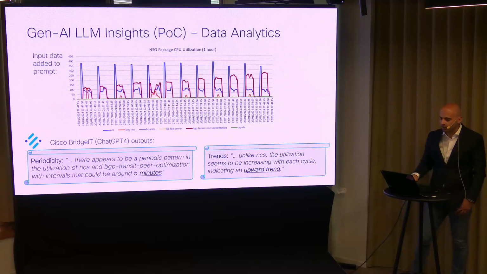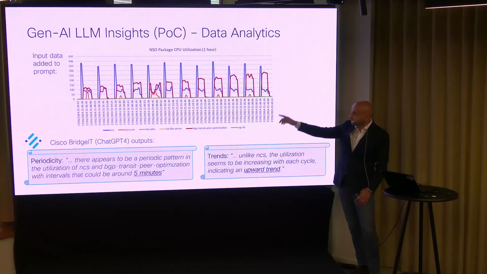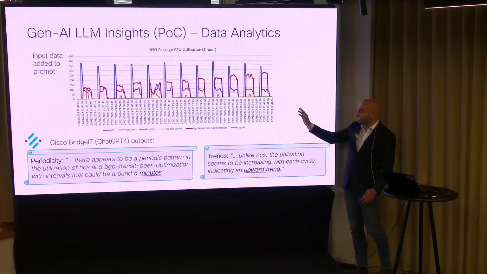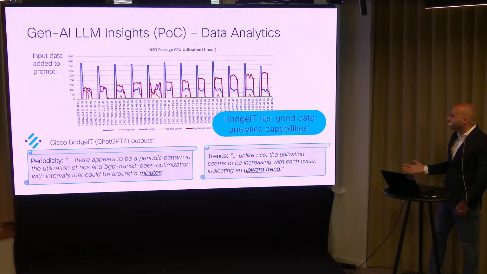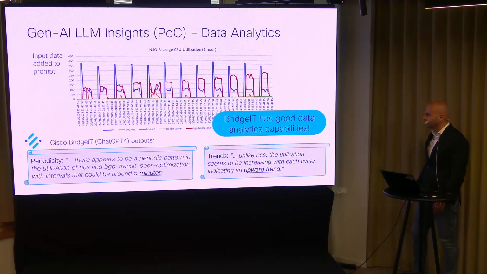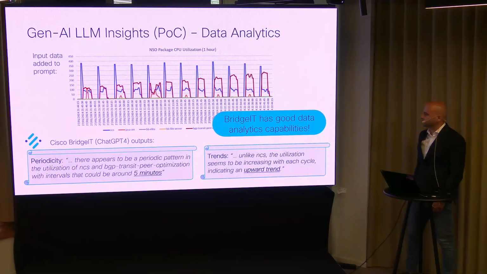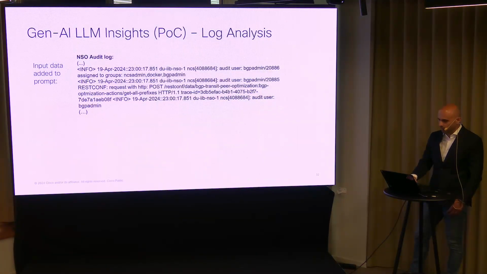And we also asked it to try to see if there are trends. And it says, regarding trends, unlike the NCS, which is the blue line, the utilization seems to be increasing with each cycle, indicating an upward trend, which is exactly a very good interpretation of what is happening here. So this tells us that Bridge IT, the Cisco enterprise version of ChatGPT 4, has good data analytics capabilities. And this was something that was not evident to us. I mean, we know that they are good at text, but if they are good at interpreting data like this, just interpreting numbers, that was not clear to us. So it was a good insight for us on this.